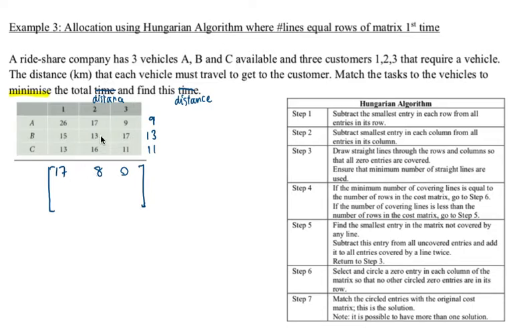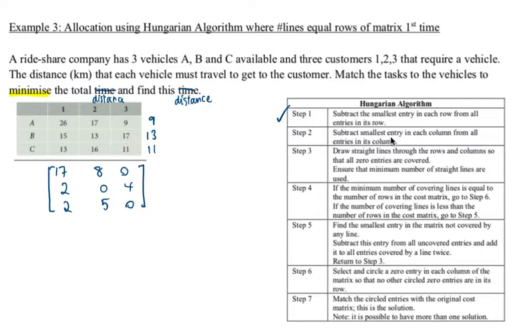Okay, we'll do this again. 15 minus 3, 13 minus 3, 15 minus 13, 13 minus 13, 17 minus 13. The last row we're minusing by the minimum, which is 11. Now we can say we've completed step 1.